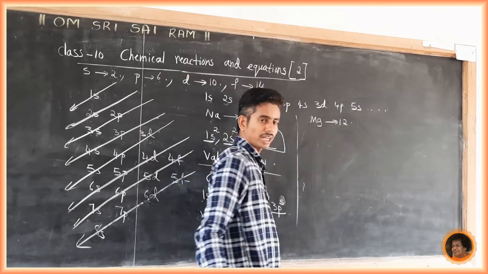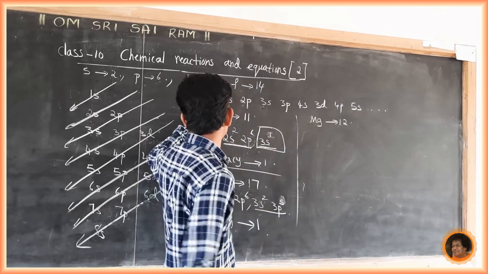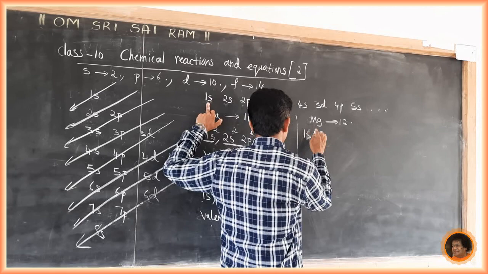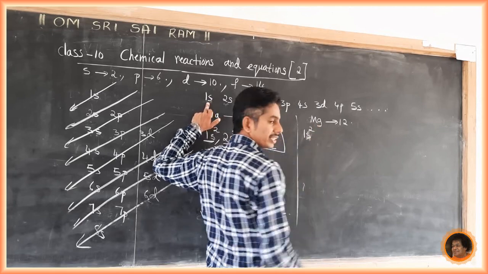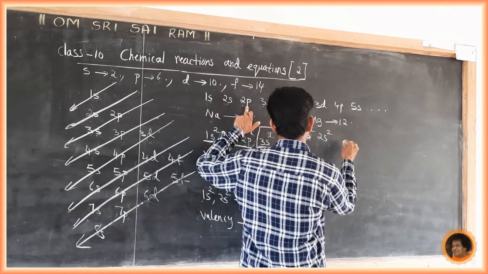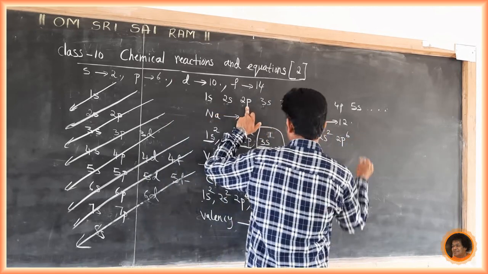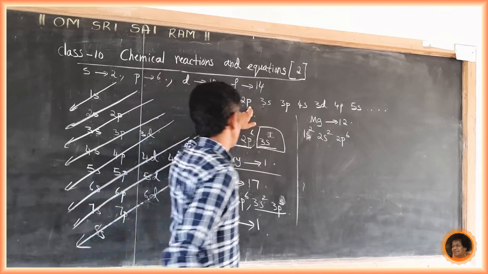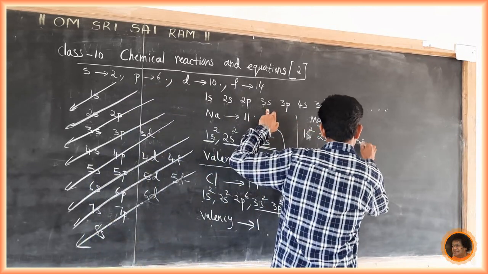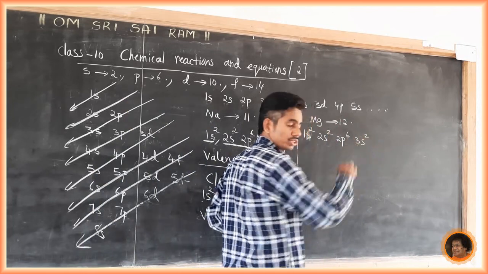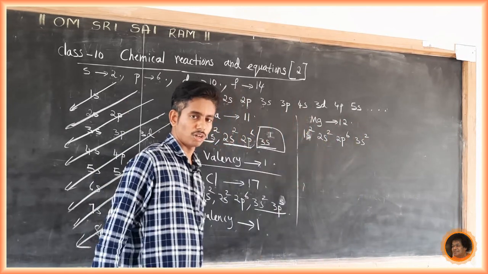From this, you can write the electronic configuration. First is 1s. So, write 1s. What is the maximum number of electrons present in s? It is 2. So, 1s2. After that, 2s. So, 2s2. Then 2p6, because p is a subshell. It contains a maximum of 6 electrons. So, 2p6. Then 3s2. Just count this. 2 plus 2, 4. 4 plus 6, 10. 10 plus 2 is 12. So, now this is the electronic configuration.